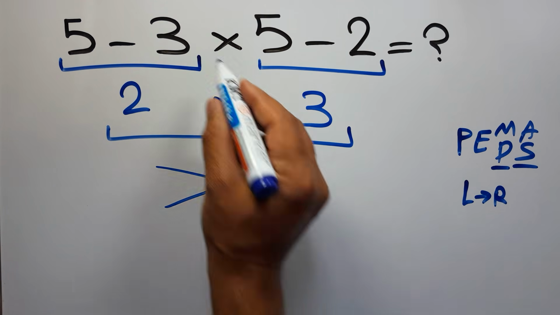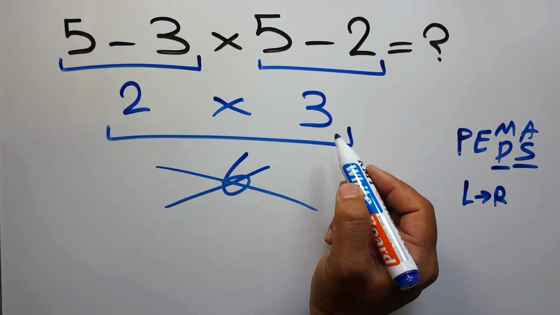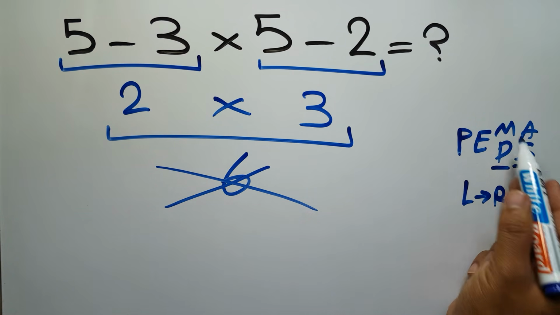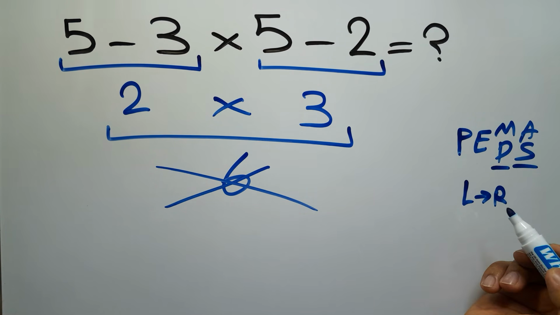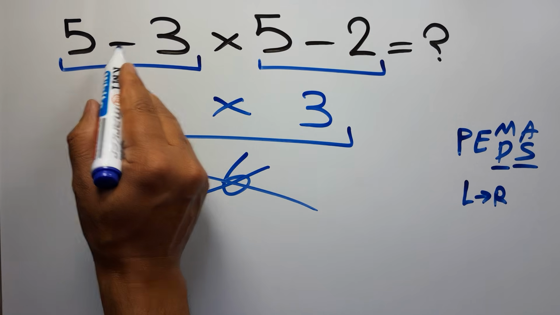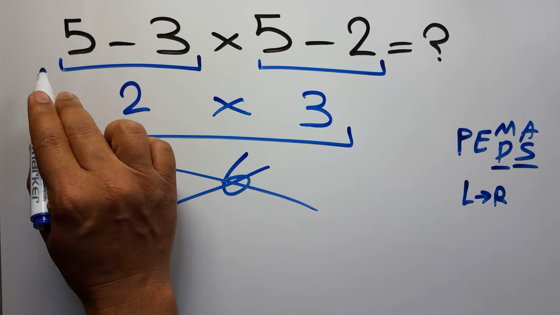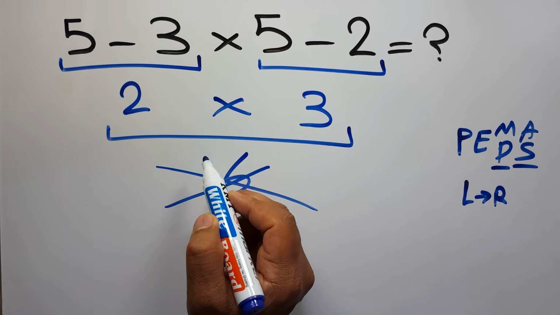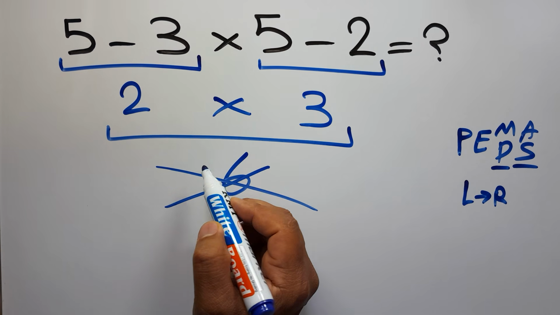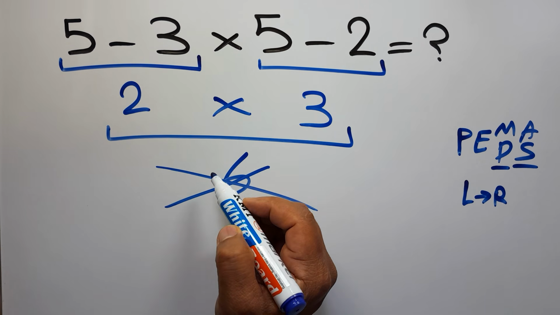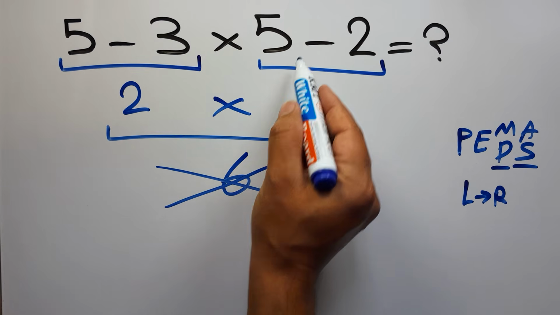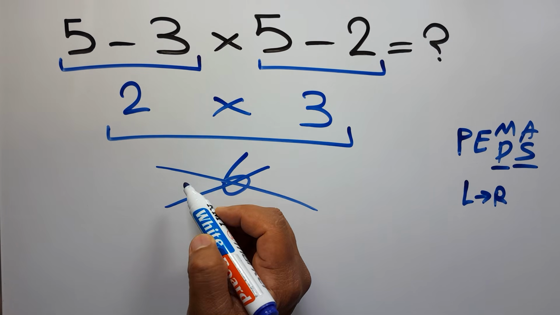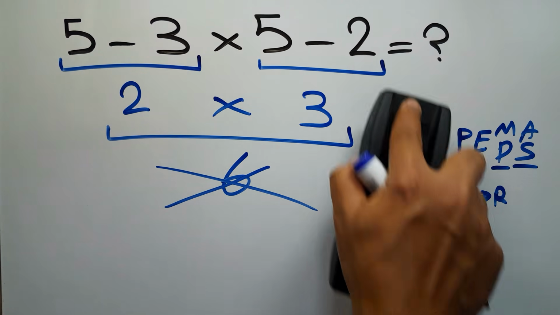According to PEMDAS, multiplication has higher priority than subtraction because multiplication comes before subtraction. And when we have more than one subtraction in an expression, we have to work from left to right. So therefore, first we have to do this multiplication, then this subtraction, and finally this subtraction. If we do this subtraction or this subtraction before this multiplication, it is wrong.